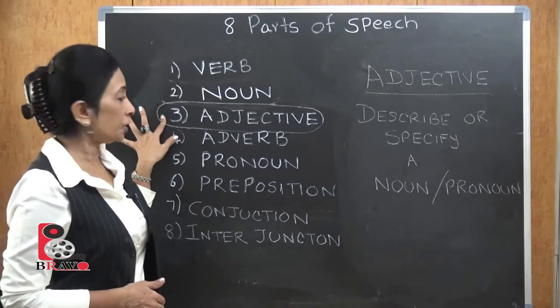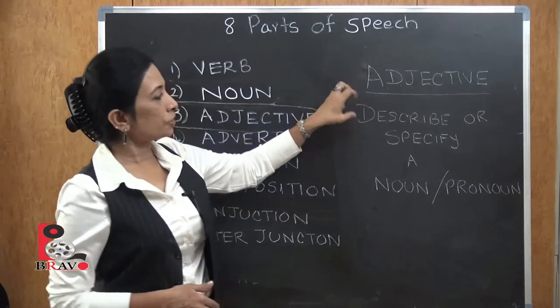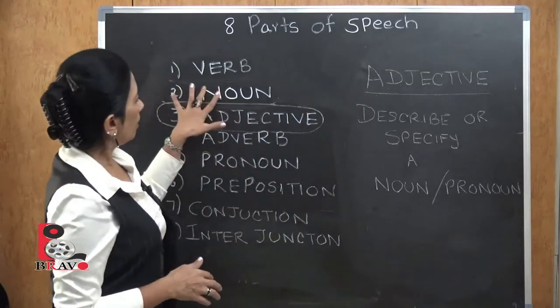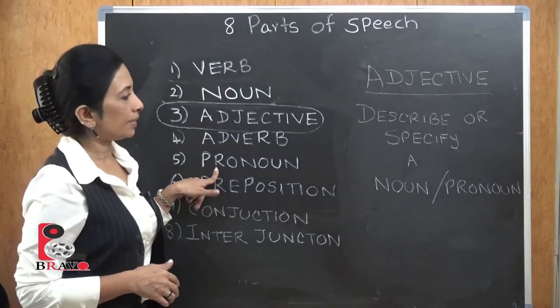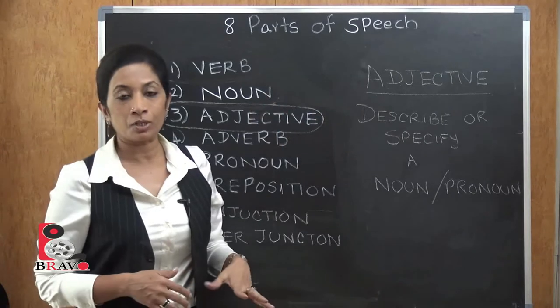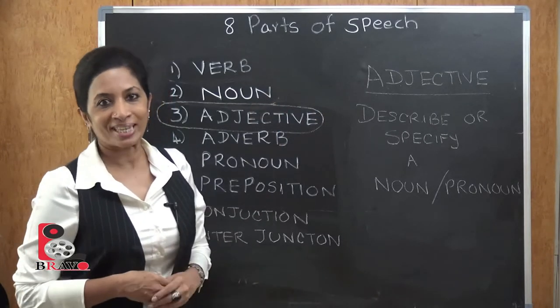The third part of speech is called the adjective. An adjective is to describe or to specify a noun or a pronoun. There are thousands of words you can find which are adjectives in the English language, which we will come to later as you progress in your advanced level.